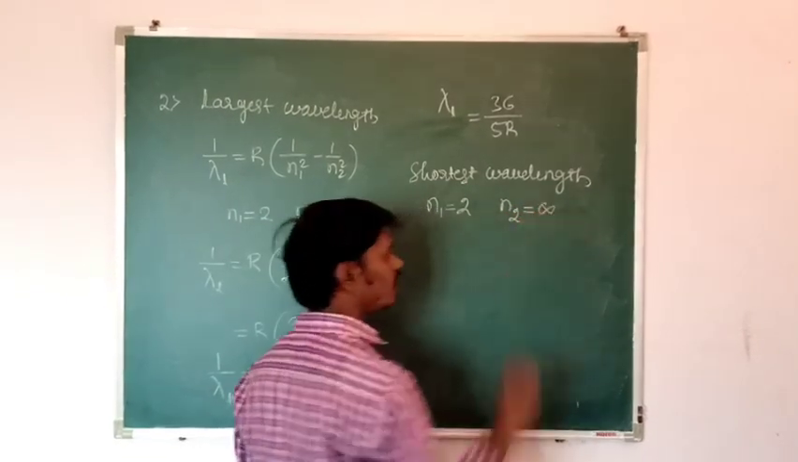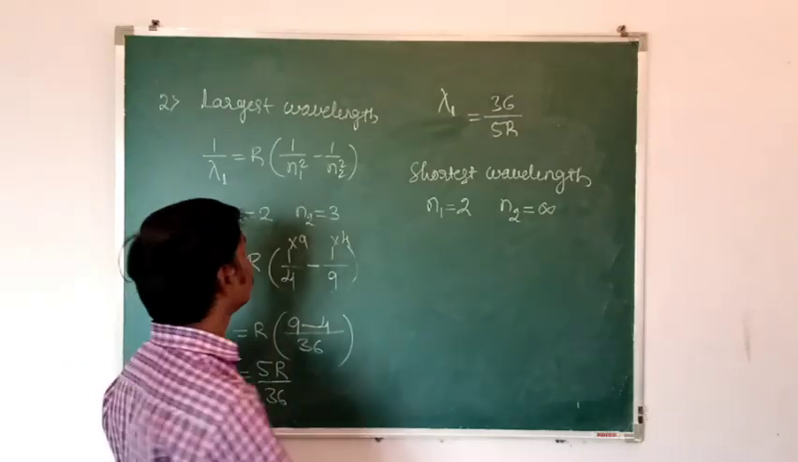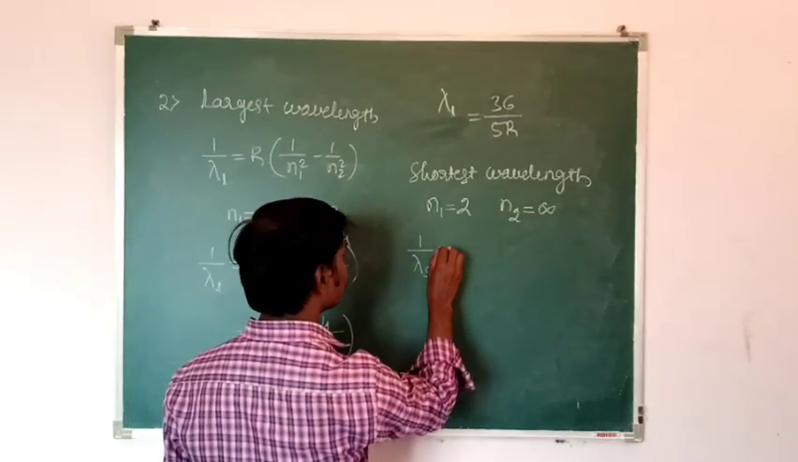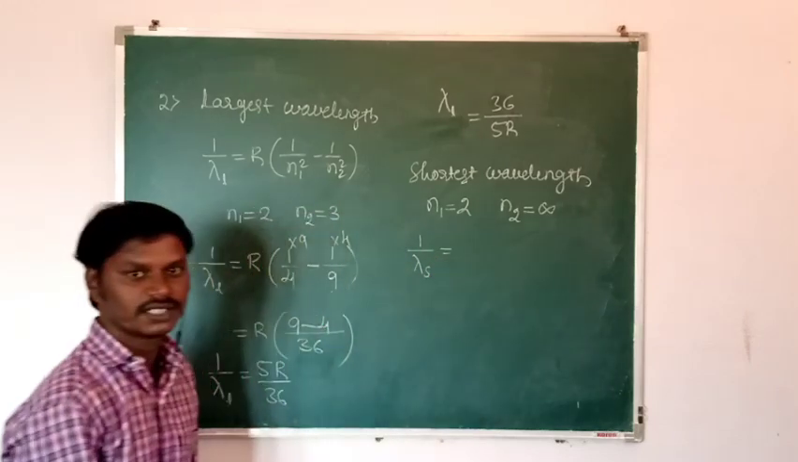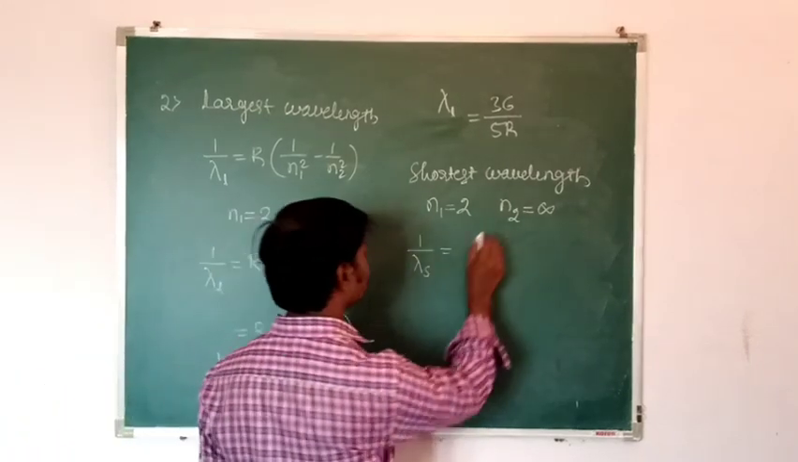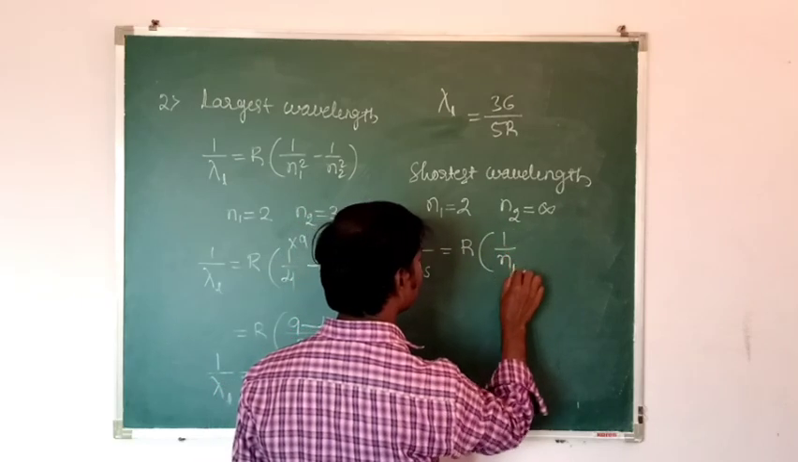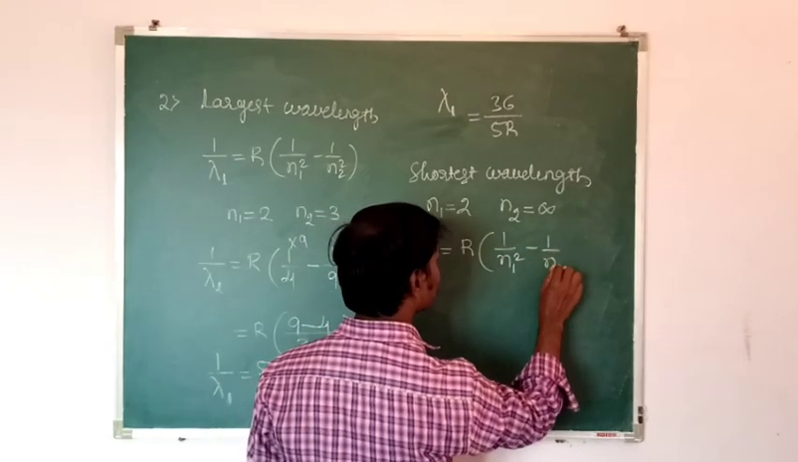Higher orbit is infinite. Again, by using this formula, we will get 1 by lambda s. Lambda s means here shortest wavelength. Lambda L means here largest wavelength. Then R into 1 by n1 square minus 1 by n2 square.